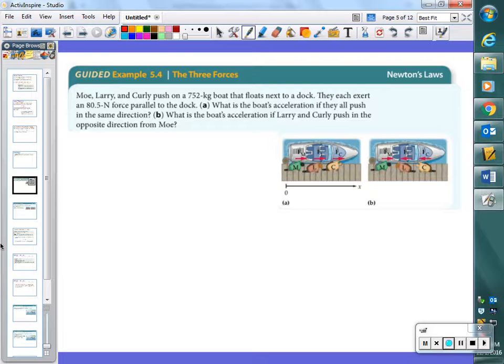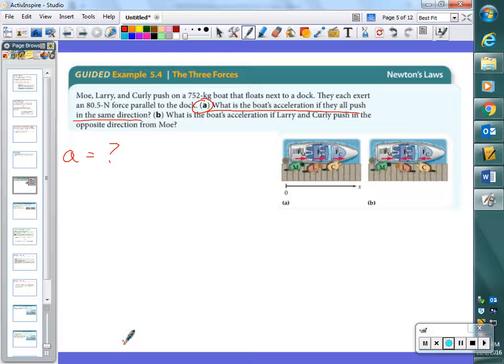All right. So it says, Mo, Larry, and Curly push on a 752 kilogram boat that floats next to a dock. They each exert an 80.5 Newton force parallel to the dock. So it says, what is the boat's acceleration if they all push in the same direction? Okay. So, what is this question asking us for? What is the boat's acceleration, right? So for part A, we're trying to find acceleration.